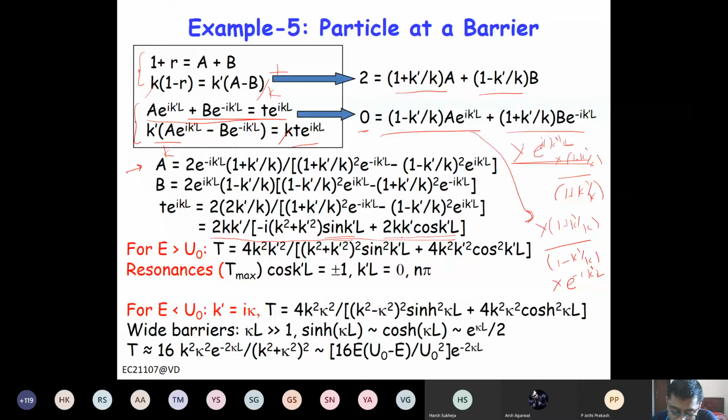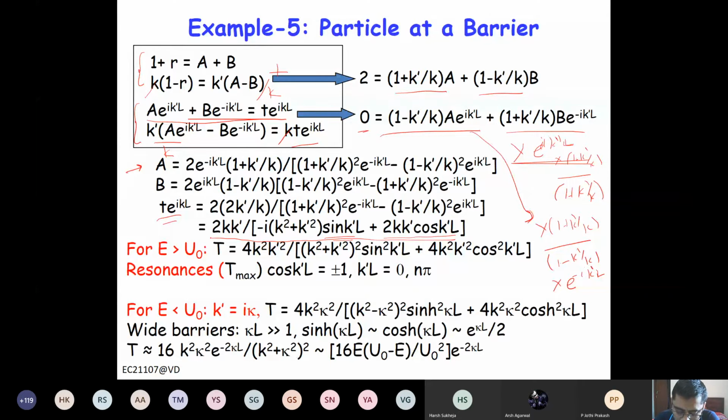So for E more than U naught, your transmission will be, now in this case it will be t square only. Why? Because k in region 3 and k in region 1, they are same, right? So if you write k by k, it will be 1. So it will only be t square. So you can just square this one, right?